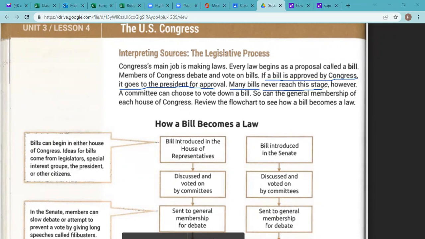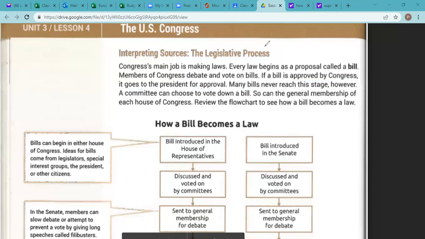However, a committee can choose to vote down a bill. All right. So can the general membership of each House of Congress. So we're going to review this flow chart below to see how a bill becomes law.